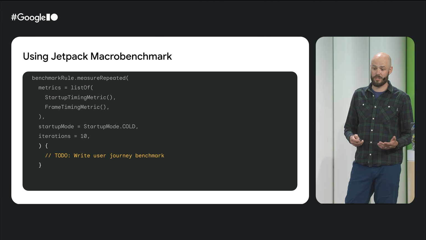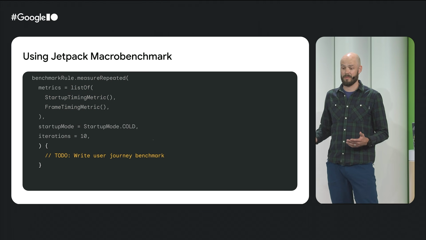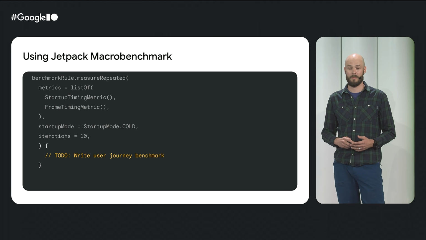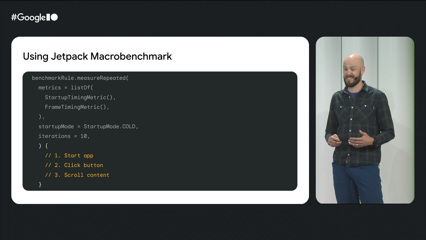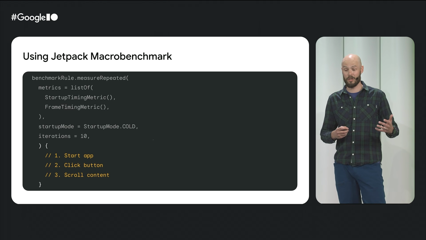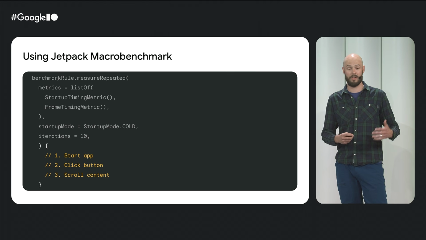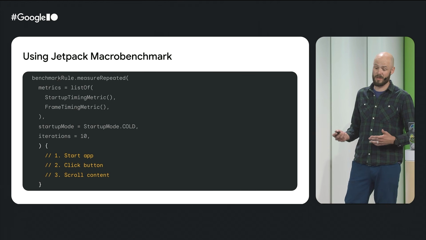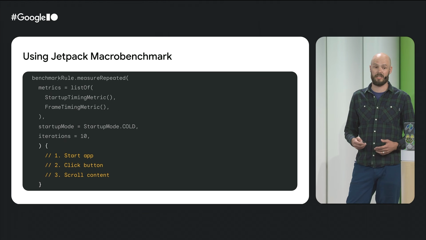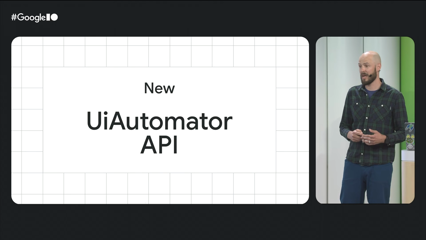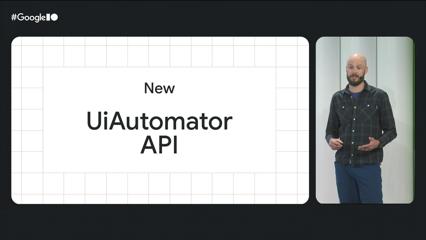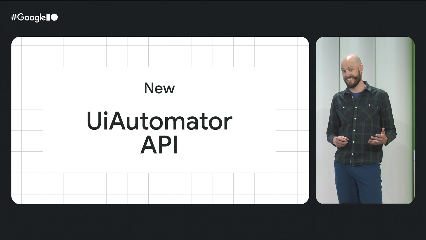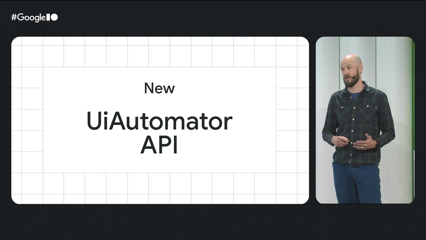After setting up the test conditions, you can define a user journey, and that will be followed throughout the benchmark. And the user journey consists of a list of actions that a user takes when they are navigating through an app. So it begins by starting the app, then they click some buttons, scroll through content, or enter text. And we have an API for that. That is UiAutomator. And it has recently seen a very significant update, which highly improves the developer experience.